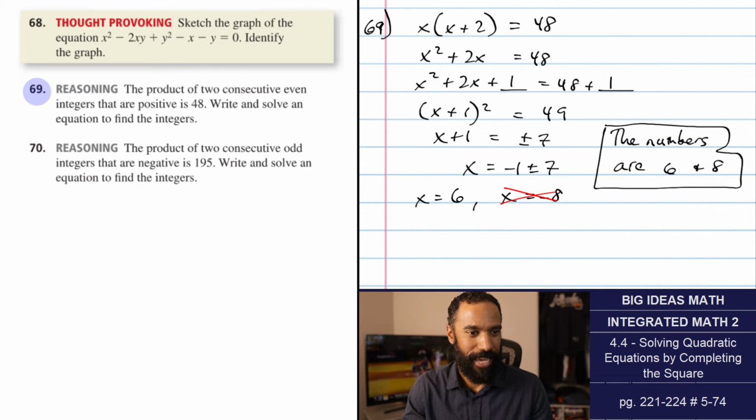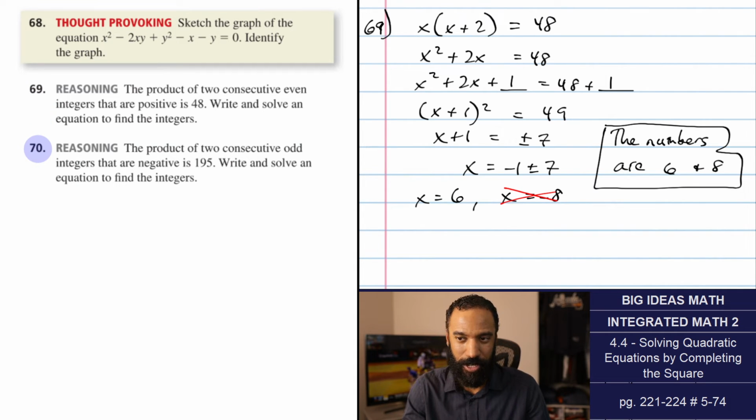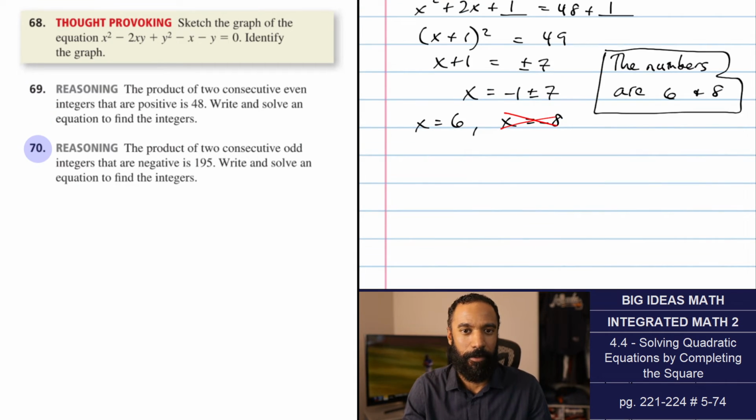I'm sure you could have done guess and check until you got that answer, and we could have solved by factoring, but of course, this is the completing the square section. I'm going to pause.